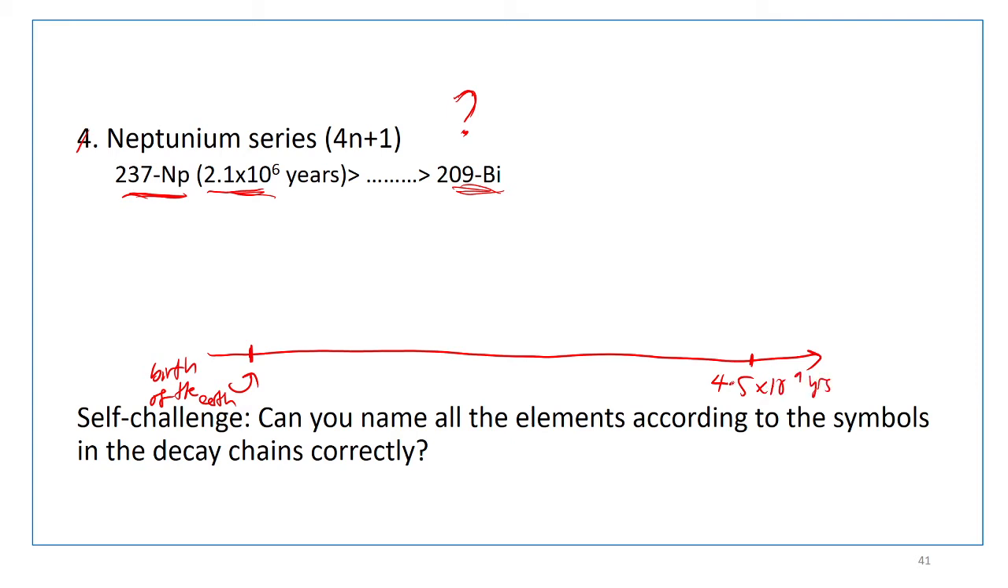If you find it hard to believe this is the age of our Earth, try to do some searching. The age of our Earth is around 4.5 times 10 to the power of 9 years. So at the birth of the Earth, we had uranium 238.